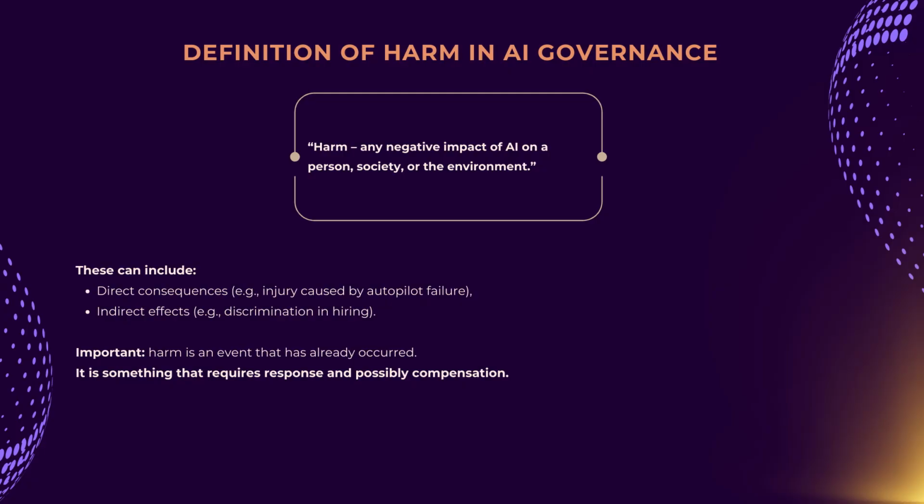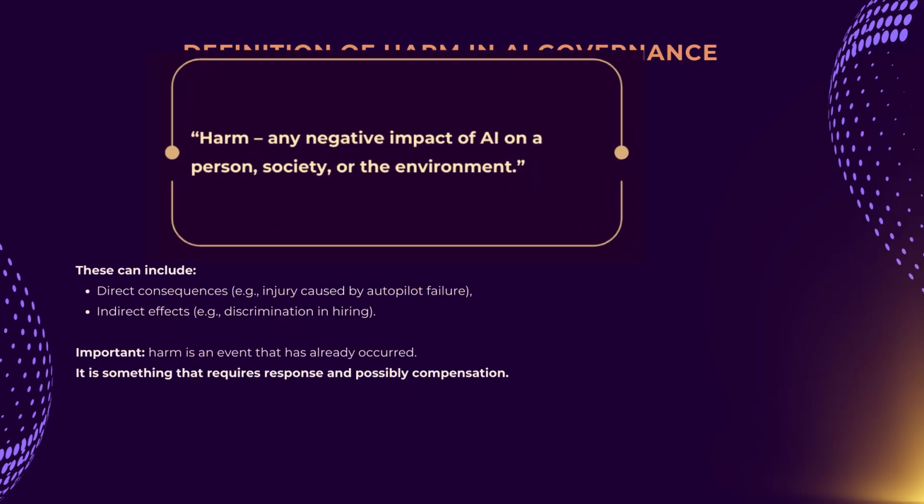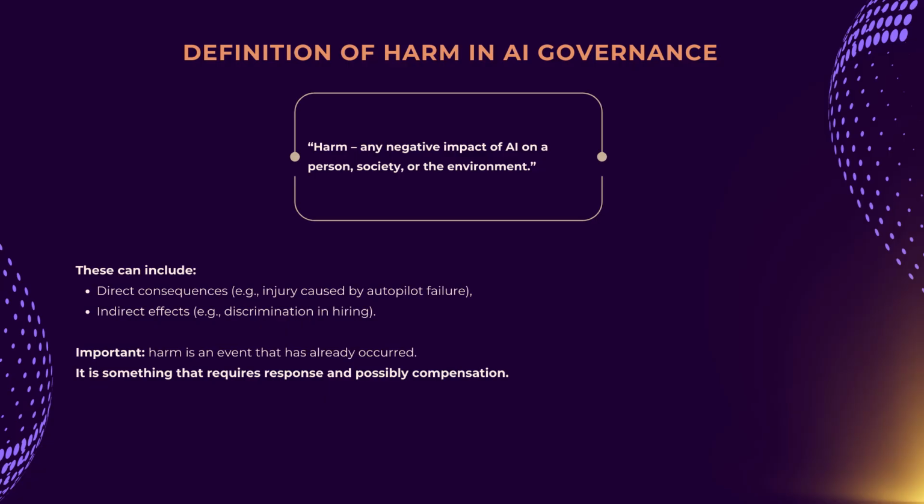In academic literature and in the practice of AI governance, harm is understood as any negative impact of an artificial intelligence system on the well-being of a person, society, or the environment. This can be both direct damage and indirect consequences. It is important to understand, harm is something that has already happened. It is the past or the present.